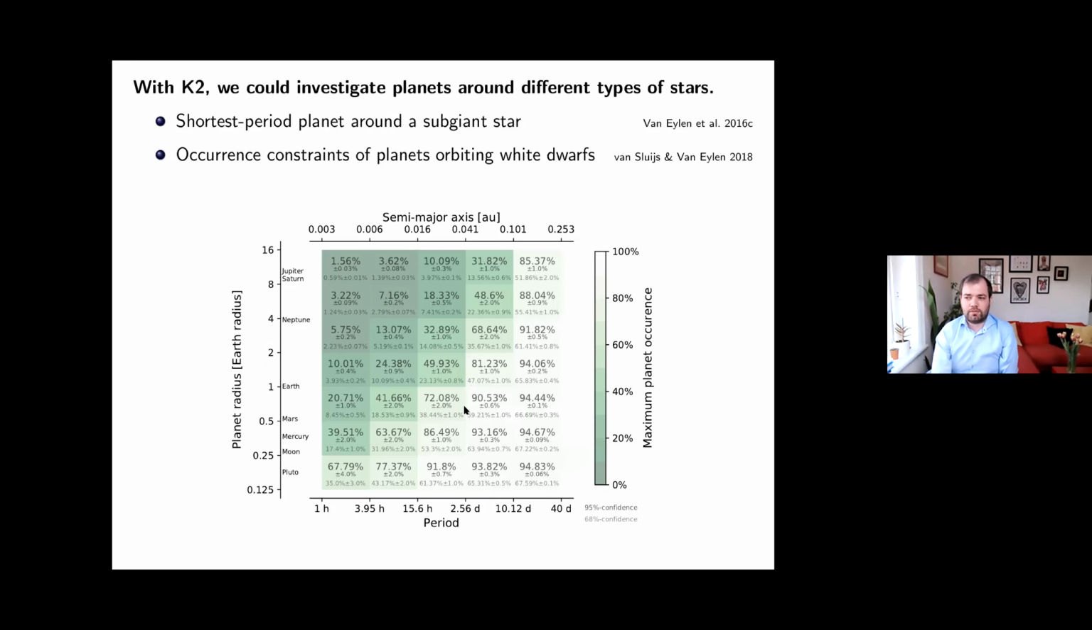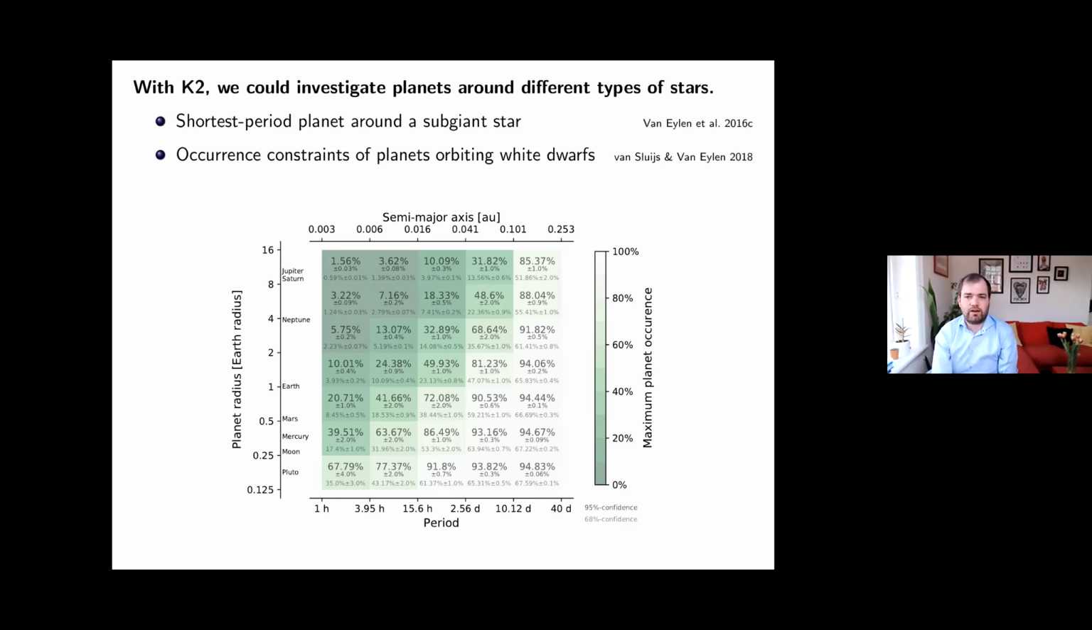And then K2 also allowed us to, for example, look at even other types of stars like white dwarfs here. This is a study I did with a student when I was in Leiden, where we looked at white dwarfs that were targeted by K2. And again, they were mostly targeted for stellar purposes, for people looking actually at oscillations around white dwarfs primarily. And so we used that sample and we looked for planets. At the time, there were none.